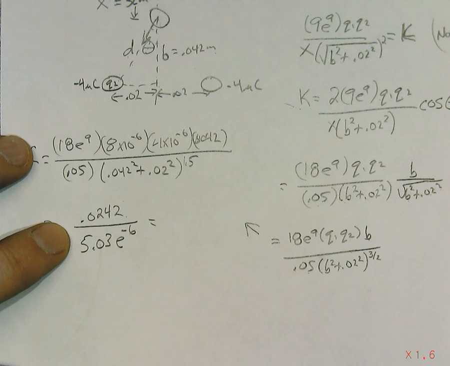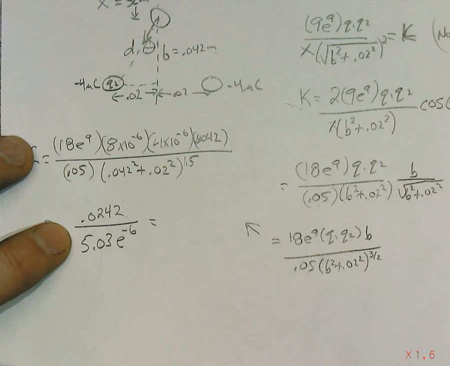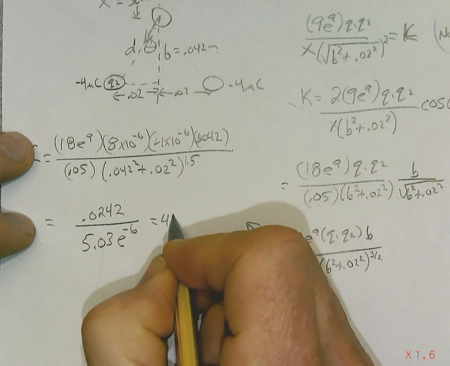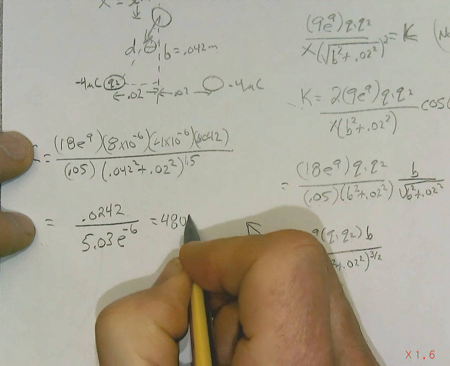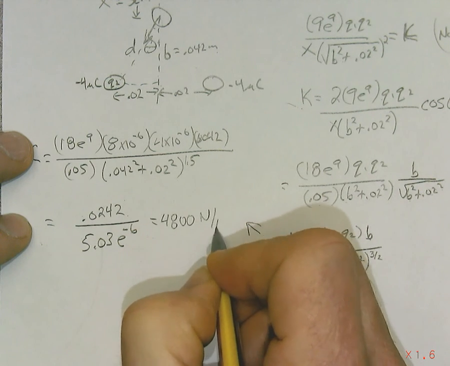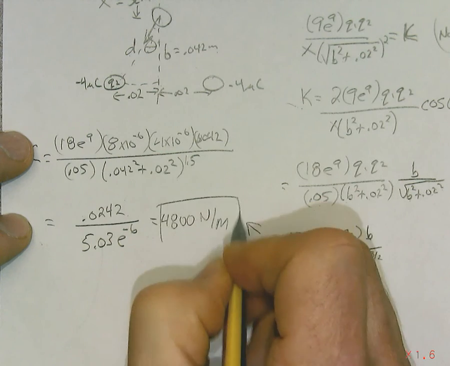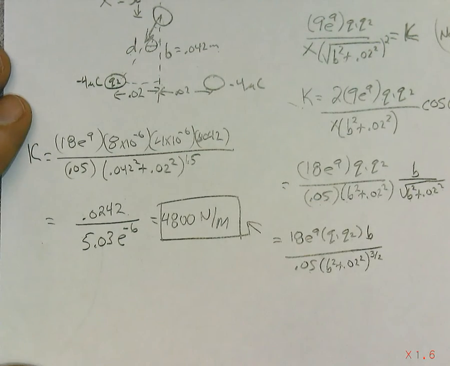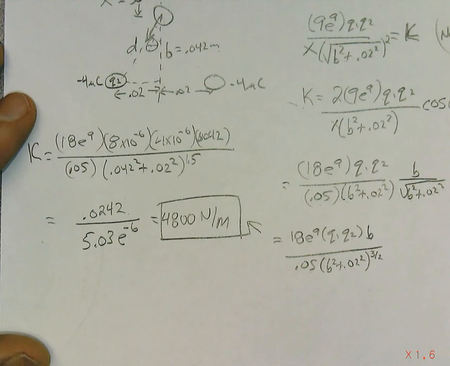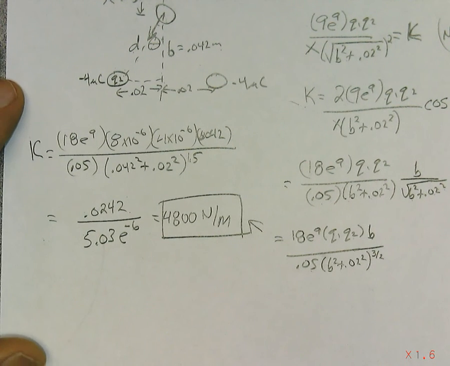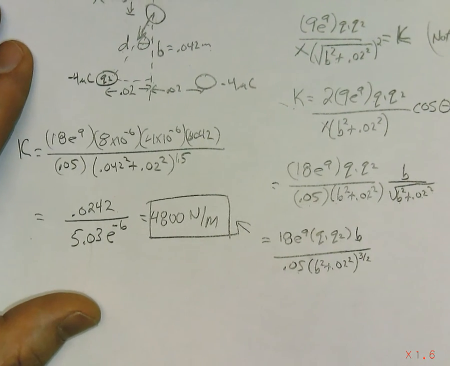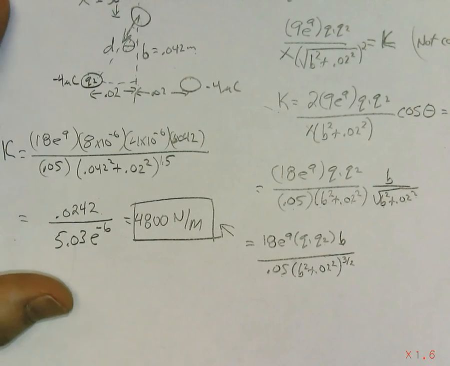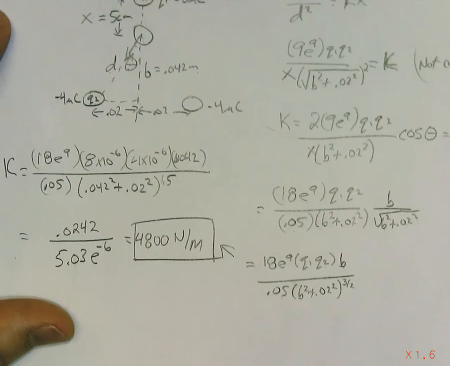Which is equal to, see, divide by 0.0242, enter, and then take x to the minus 1, enter, and that's equal to 4,800 newtons per meter. And fortunately, that is the answer given for my particular values of b and q1. So I hope that helps, and may you have great success with this wonderful little problem.